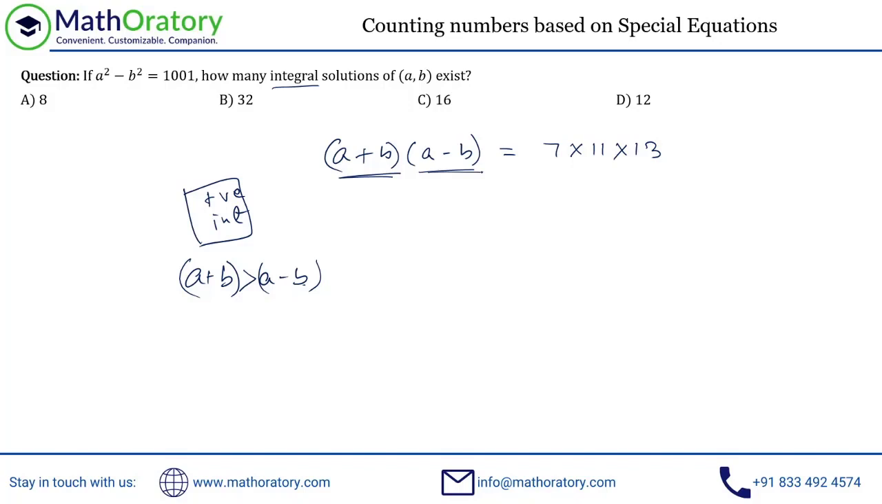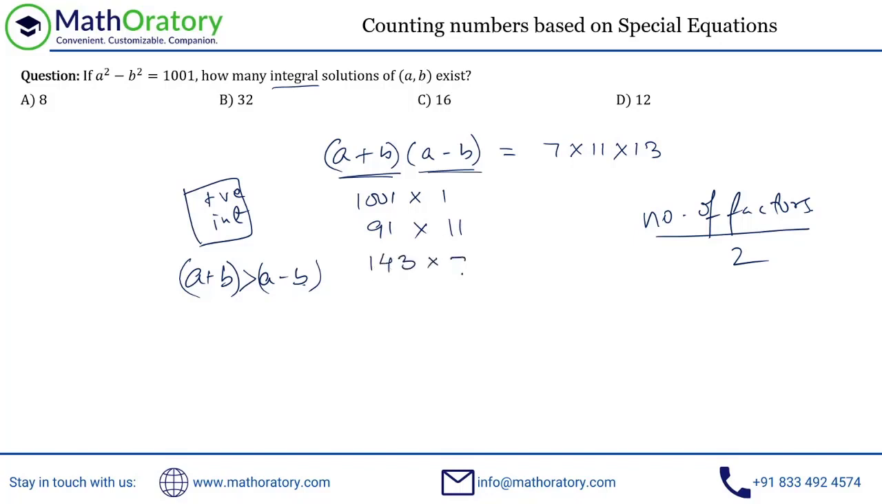And factors always exist in pairs. So if you know how to figure out the number of factors, there is nothing more to do. All you have to do is figure out the number of factors of this number and then halve it, because all the higher set of factors can be associated with a plus b. For example, you can pick 1001 for a plus b and correspondingly 1 for a minus b. You can pick 7 into 13, that is 91, and then 11 for this. You can pick 11 into 13, 143, and 7 for this. Similarly, 77 for this and 13 for this.